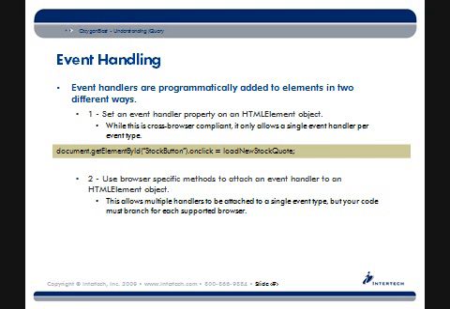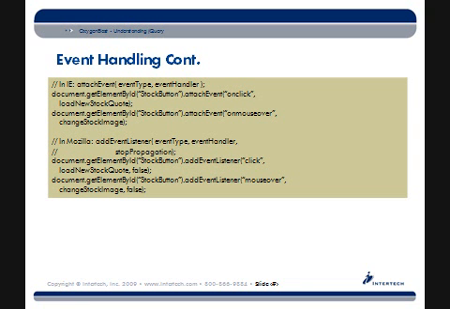So if I wanted to add multiple handlers programmatically, then what I would typically do is use a browser-specific method that would allow me to attach multiple handlers. Look at a code example of that. So for example, in IE, I would have a method called attachEvent. And attachEvent takes two parameters, event type and event handler. You'll notice that I'm attaching two handlers. One is for an onclick, and another is for an onmouseover.